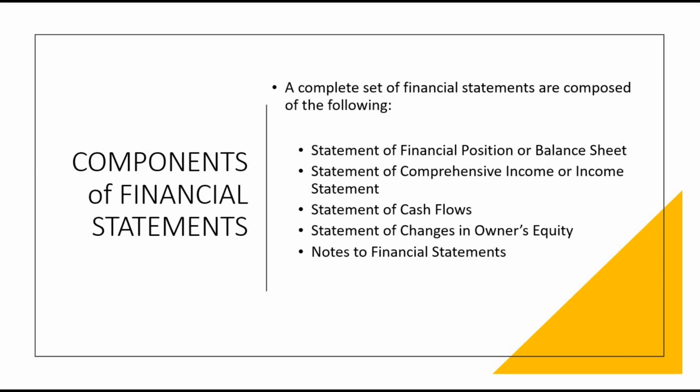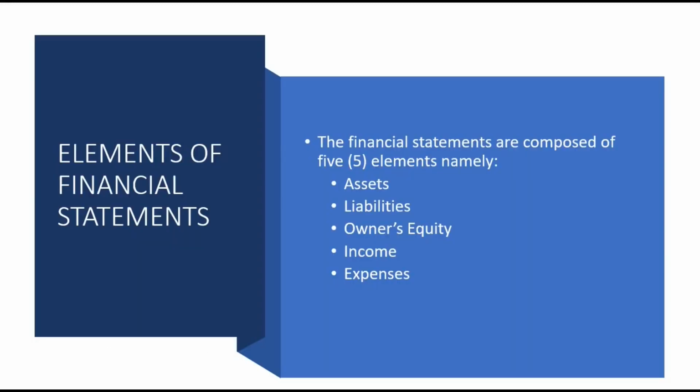Then we have these elements, no? Elements of financial statements. So, ano ba yung mga elements ng financial statements? So, basically, we have 5 elements na of the financial statements. So, first, we have the assets. Then, we have the liabilities. We have the owner's equity. We have income or revenue. And then, the expenses. Okay? So, just to give you a quick glance no, of these elements and to what statement, to what financial statement they relate to, then let's have the next slide.